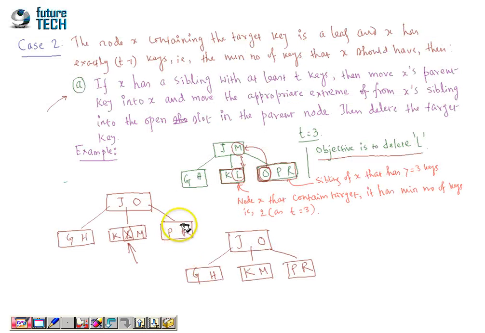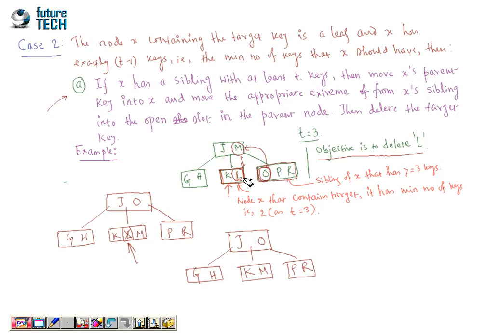In the earlier cases, the target node that contains the target key has T minus 1 keys, and it had a sibling which contains greater than or equal to T keys. Here T is 3, so this is the minimum number. The minimum number of keys in a node, other than the root, is 2. So the target node contains only 2 keys, and now if we delete 1 key, it will violate the condition for a B tree.